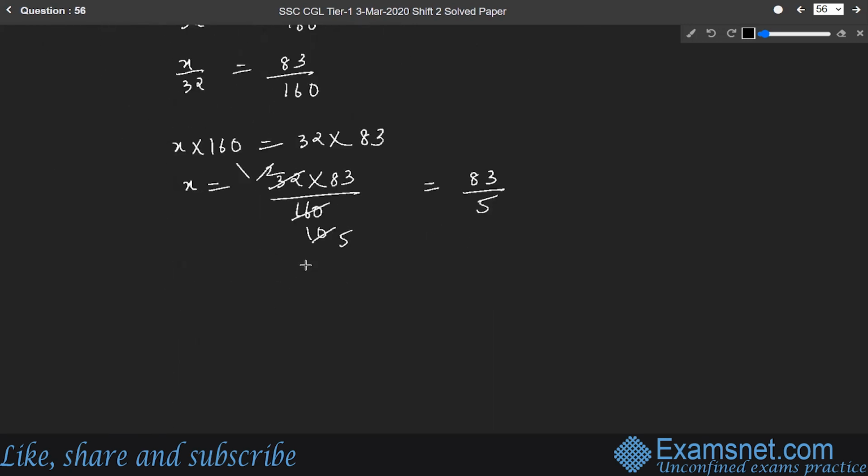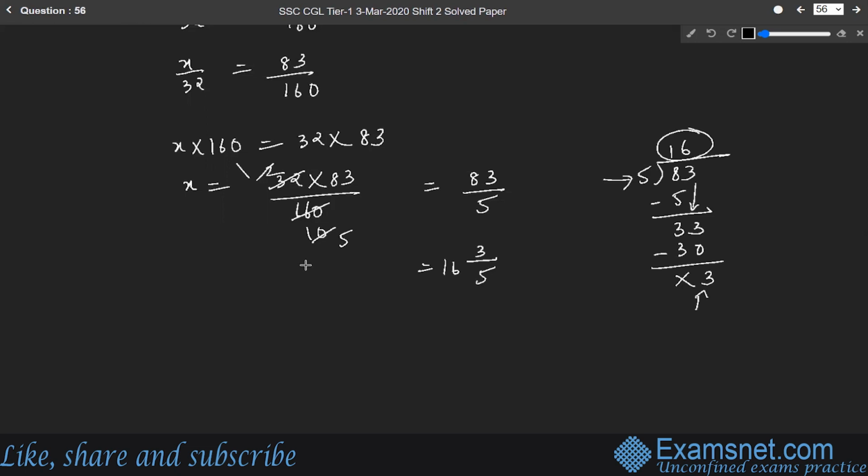All we have to do is divide 83 by 5. So 5 into 1 gives 5. What is the remainder? 3. One more 3 will be taken down here. Then 5 into 6 gives 30. Now what is the remainder? Remainder is 3. Now firstly we have to write the quotient, which is 16. Then we have to write the remainder 3 divided by the number which is 5. So in this way we can convert a simple fraction into a mixed fraction.